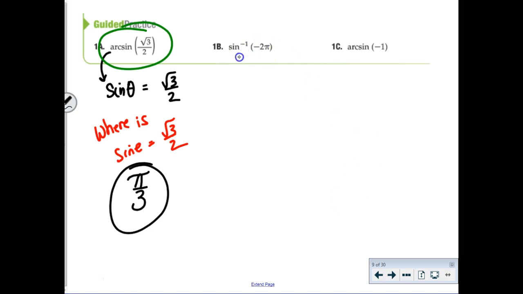So instead of using the word arcsine for an abbreviation, they used inverse sine, which we know is the thing we usually use. So eventually, or earlier, I should say, the question said sine theta equals negative 2 pi. That's weird. What's negative 2 pi?